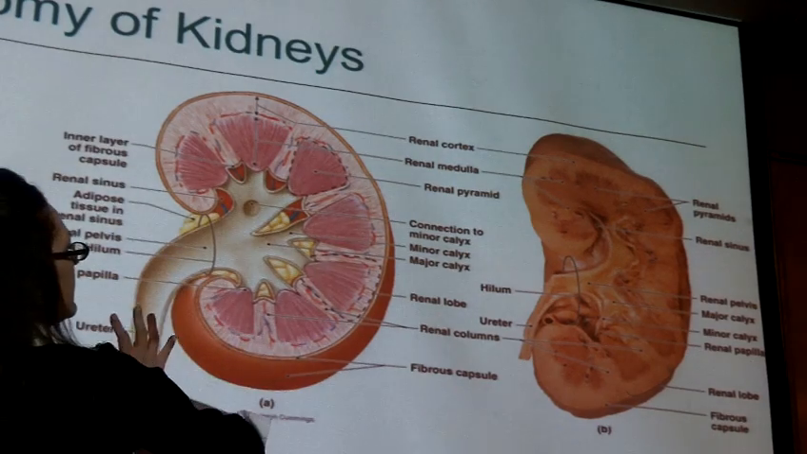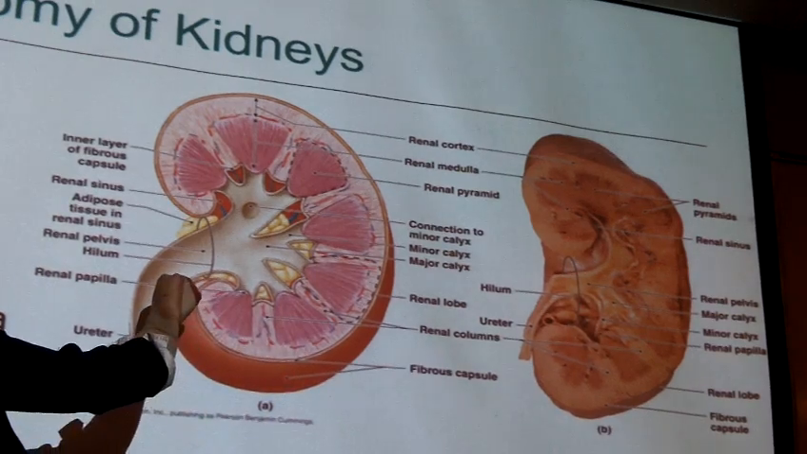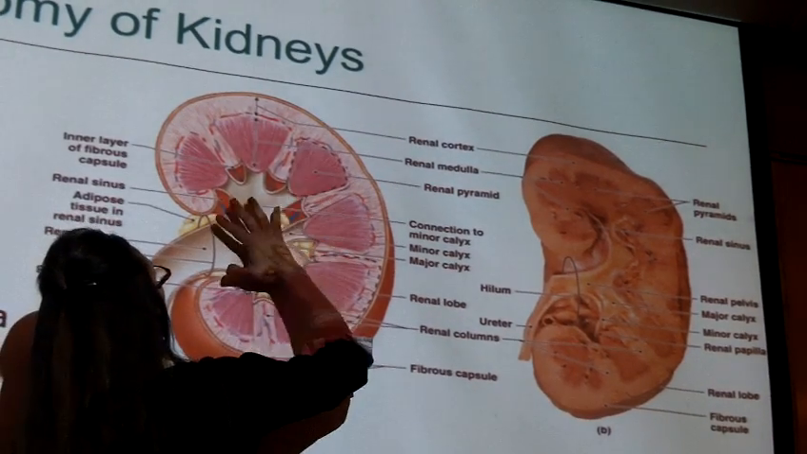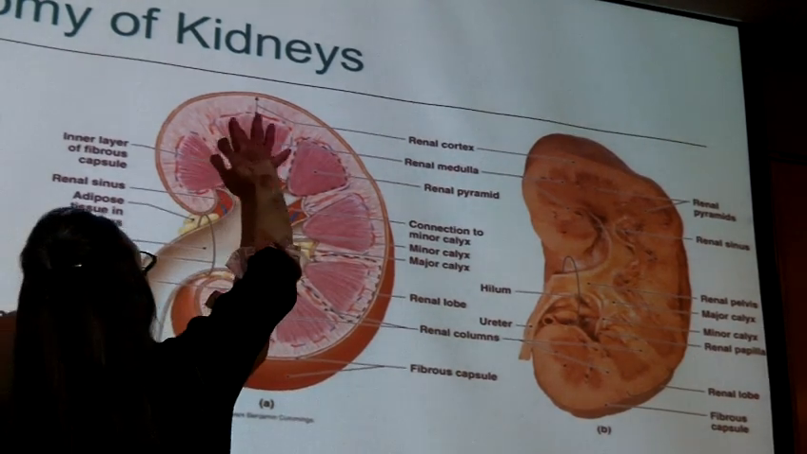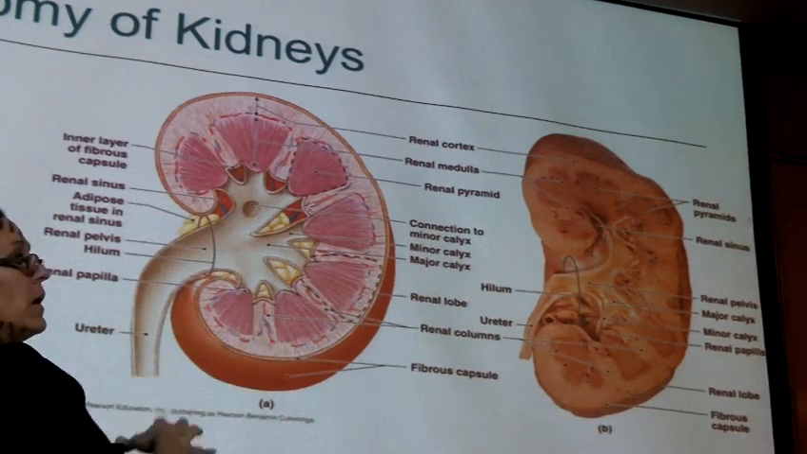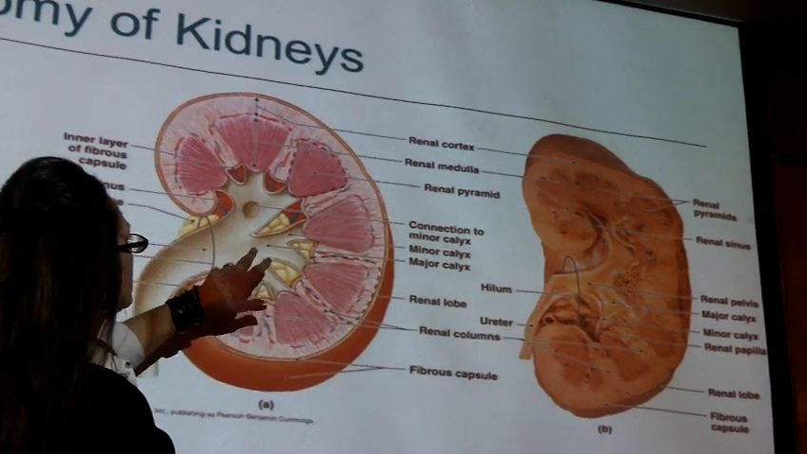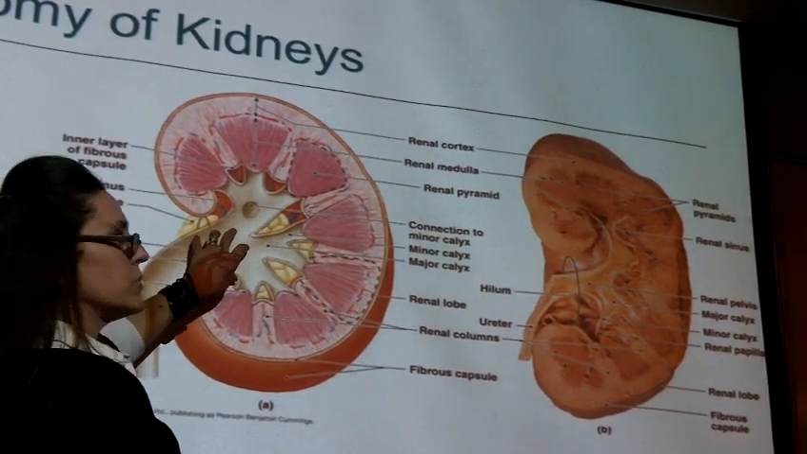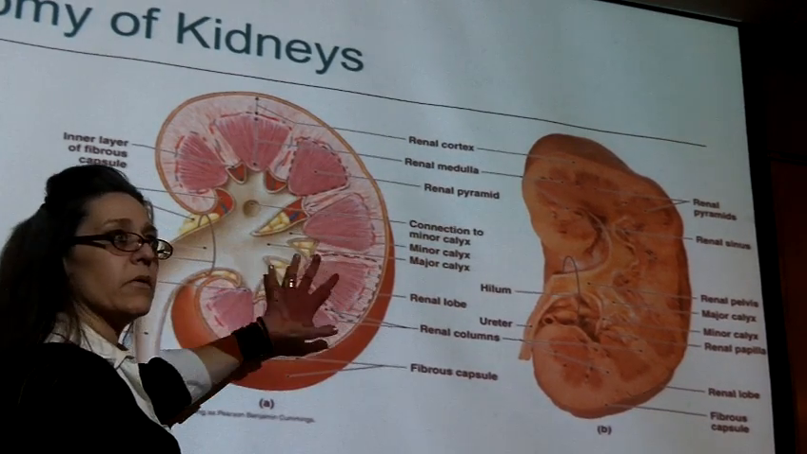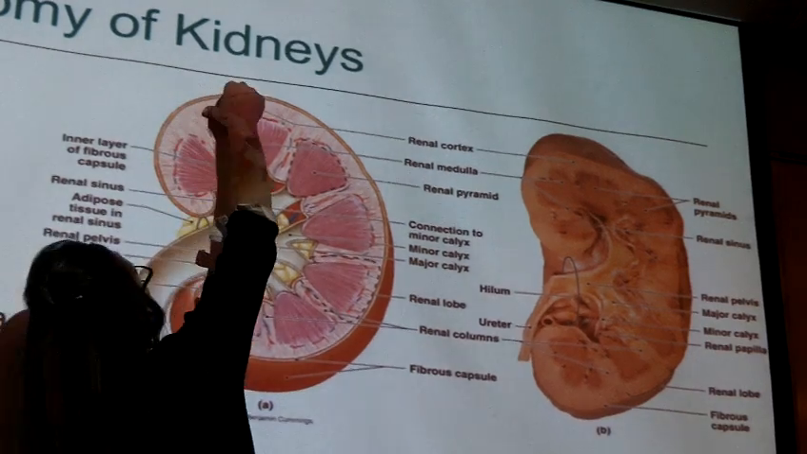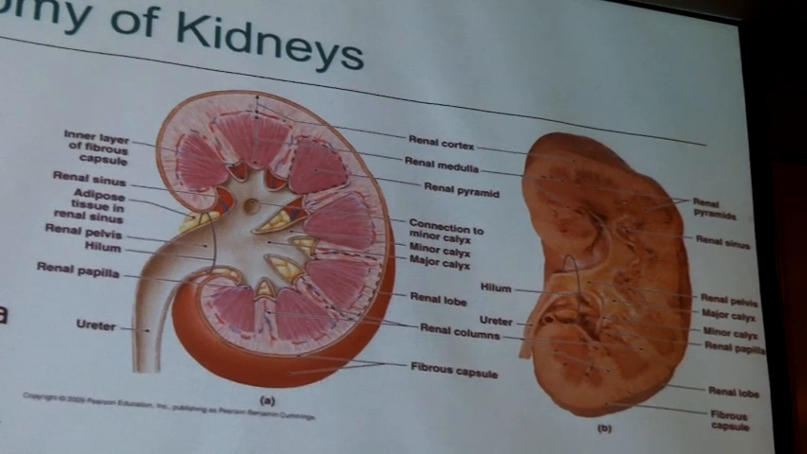Now, when you look at the kidney like this, the outermost part of the kidney is called the cortex, and then everything towards the middle is called the medulla. Now you can see that in the medulla here, there's lots of things going on. We've got these renal pyramids, we've got the calyces, we've got the renal pelvis. All of that's part of the medulla, this middle part. The cortex is just this outermost edge of the kidney.